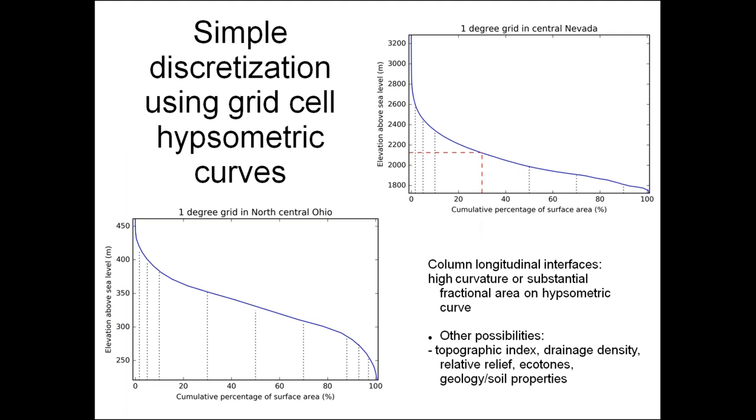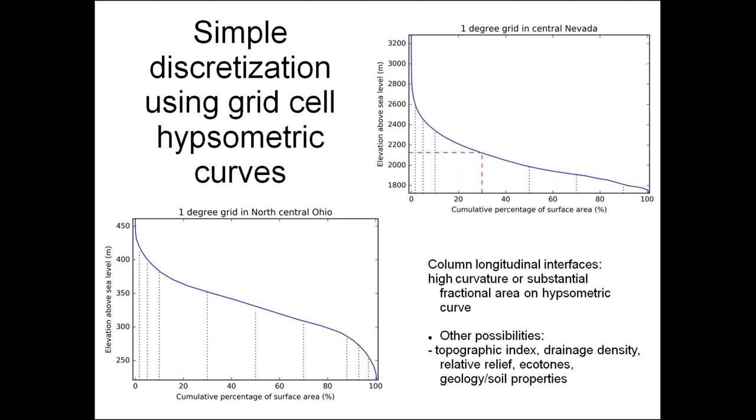So one approach that I have been spending a little time on, it's a very simple idea, would be to determine where the column interfaces are using a hypsometric curve of the grid cells. And on these plots, the dotted vertical lines are showing elevations where we could have an interface between columns. And it's simply just looking at where the curvature of the hypsometric curve is high. If we look at the north central Ohio hypsometric curve, we can see there's a steeper gradient at some of the higher elevations and at the lowest elevations, which might be causing a wetland area.